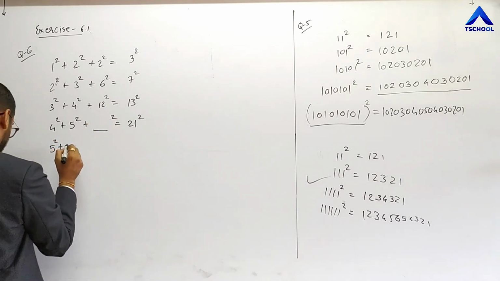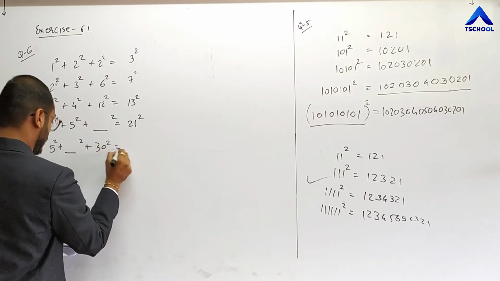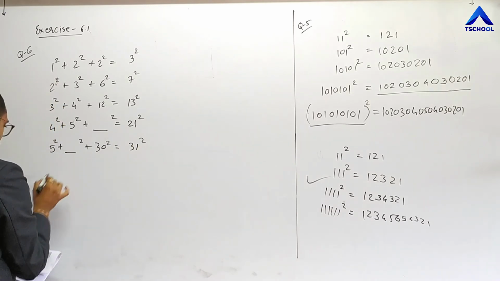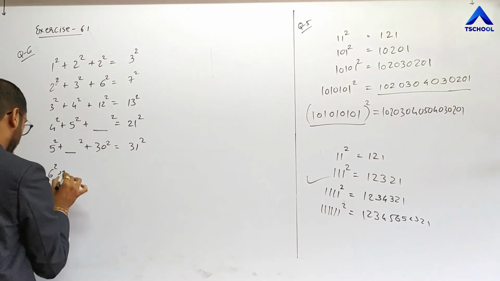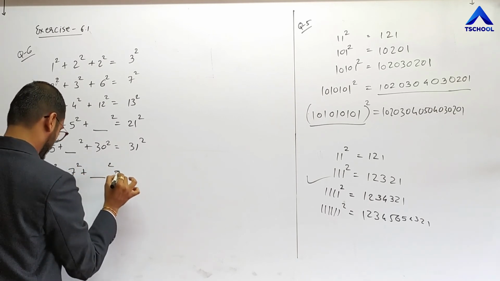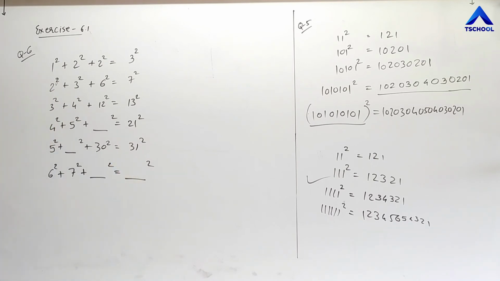5 square plus dash square plus 30 square is equal to 31 square. So here is a missing number. And then at last 6 square plus 7 square plus dash square is equal to dash square. Here are two missing numbers. So first of all, let me understand this series. What type of series is given?